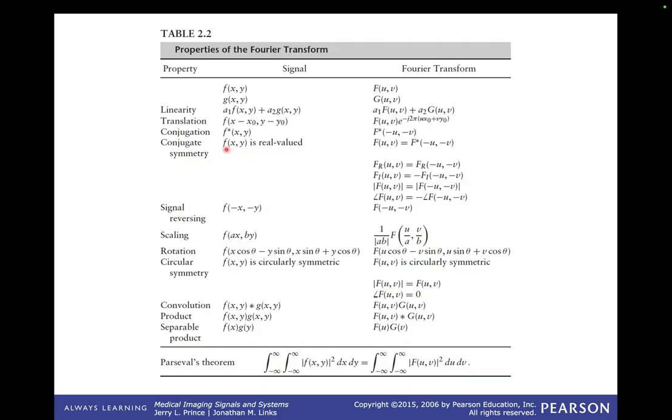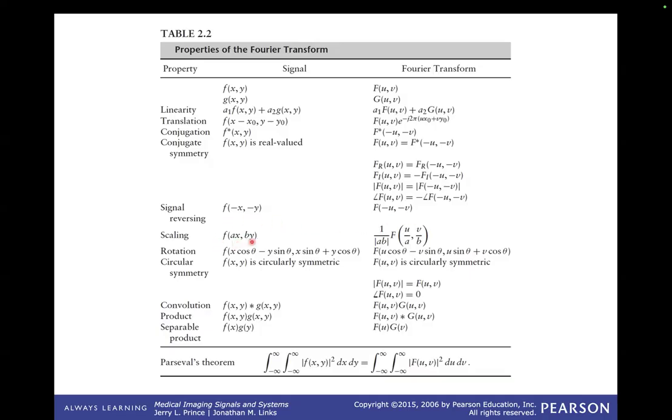But we know that if f(x,y) is a real valued image, then the Fourier transform is symmetric around this flipping across the origin. So if I'm at (u,v), so here's my space, and I have the Fourier transform value over here, I know it's equal to the value flipped around the origin over here. That's if it's a real valued function. Signal reversing: if I flip both directions in my image, then the Fourier transform just flips with it.